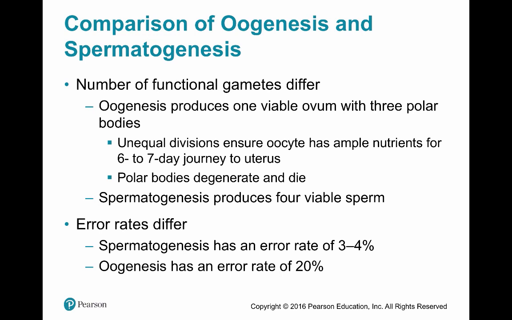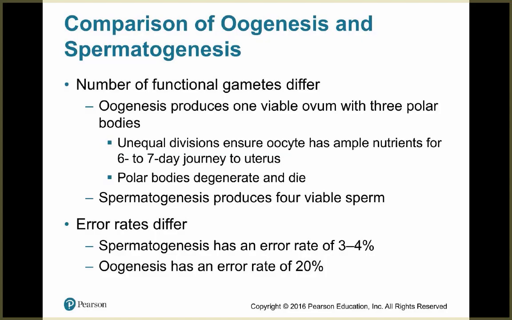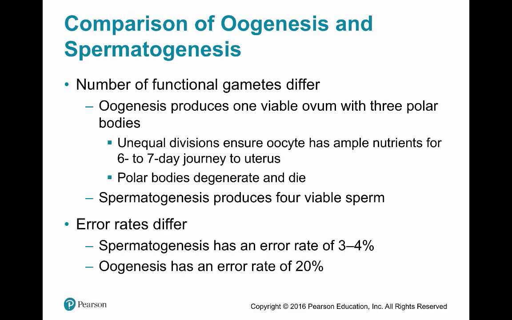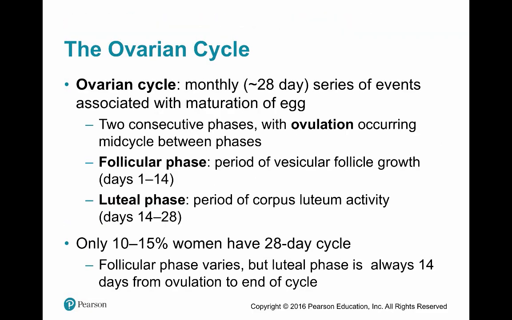It's a long move from the ovaries all the way to the uterus, right? Polar bodies degenerate and die, they're gone. Spermatogenesis produces 4 viable sperm. So in that case, they're not using a lot of energy for not a lot of yield. So lots and lots of sperm are made this way. Error rates differ. Spermatogenesis has an error rate of only 3 to 4%. So you're not going to see as many genetic abnormalities happen or it not completing correctly. Oogenesis has an error rate of about 20%. But when you look at it, it is a lot more involved than spermatogenesis is.